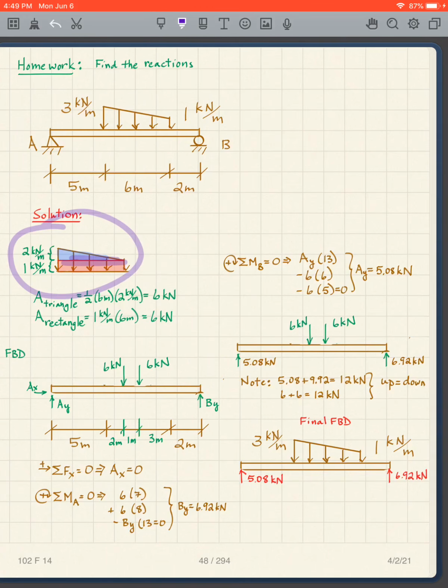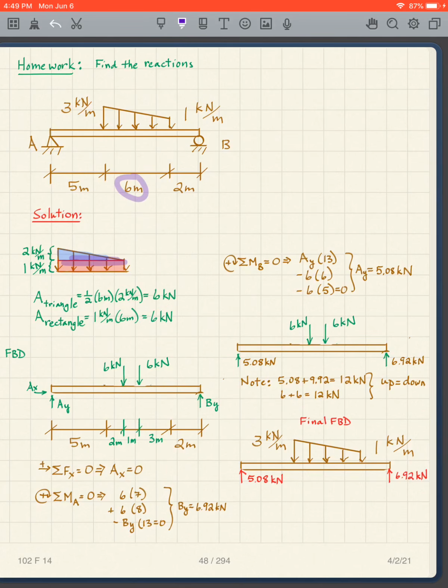With trapezoids, we always break them into 2, rectangle and triangle. So there's our rectangle, there's our triangle. And the area of the triangle is 6 kilonewtons, and the area of the rectangle is 6 kilonewtons. So a little bit confusing, but where do they go? Well, we already know that for the triangle, it's the 1/3, 2/3 rule.